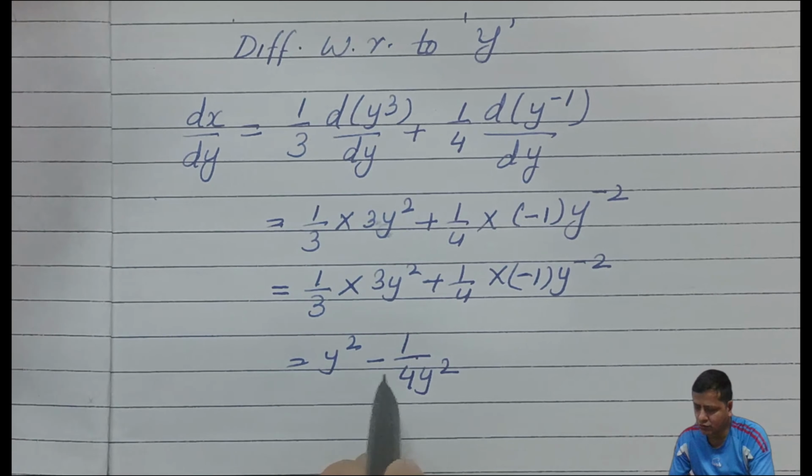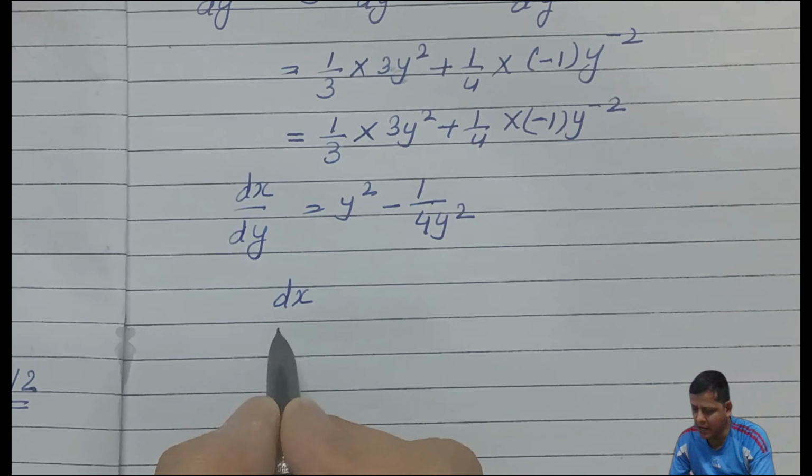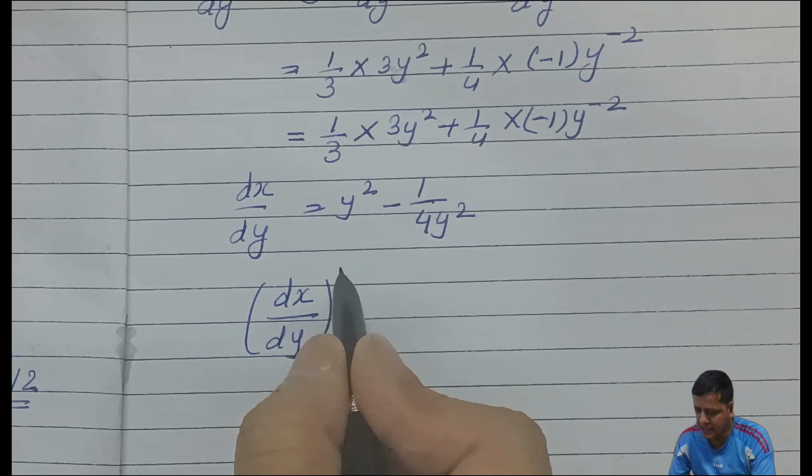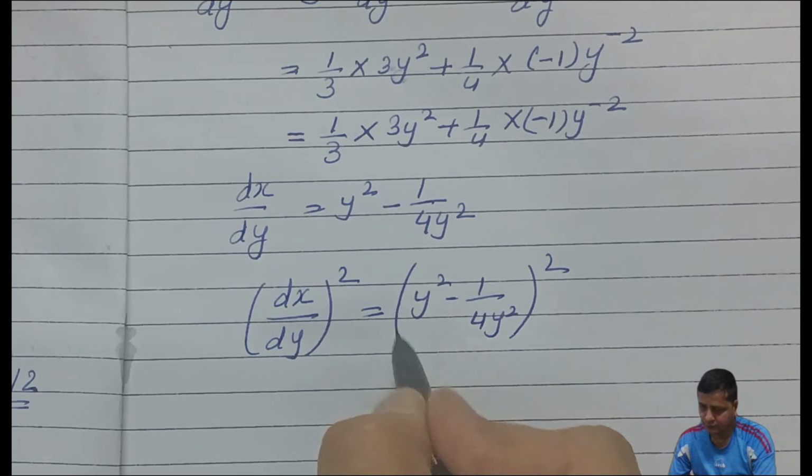So that means we have got this as a square and this as a square. You can put the whole thing in a square, because we got dx by dy equal to this much. So dx by dy as a whole, if you square both sides, you will get y square minus 1 by 4 y square, whole square.